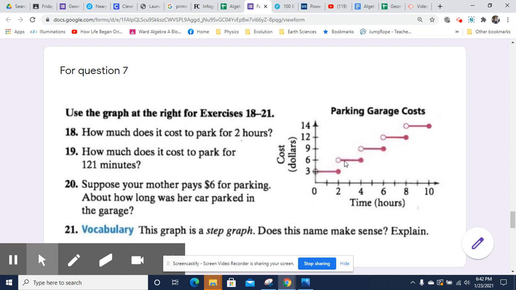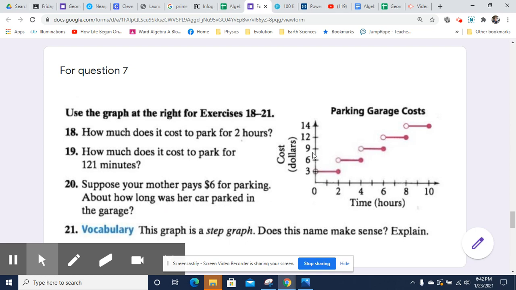I think some people were maybe not using the graph as your primary tool, and you were analyzing it and making a prediction. And I think that's a very reasonable mistake to make, but it is a mistake. You want to use this graph as your main tool. Now, 7C is grabbed from number 20 here. It says, suppose your mother pays $6 for parking. So if you knew you paid $6 for parking, how long was the car parked in the garage?